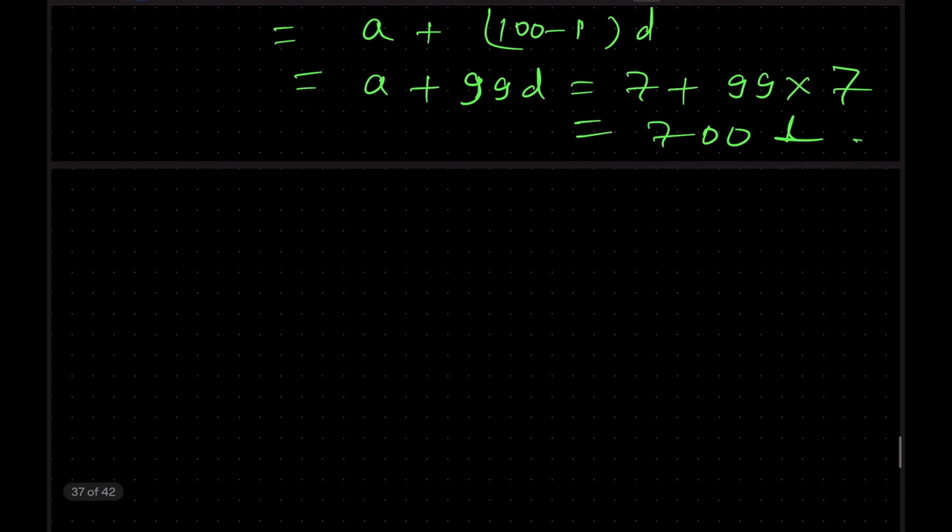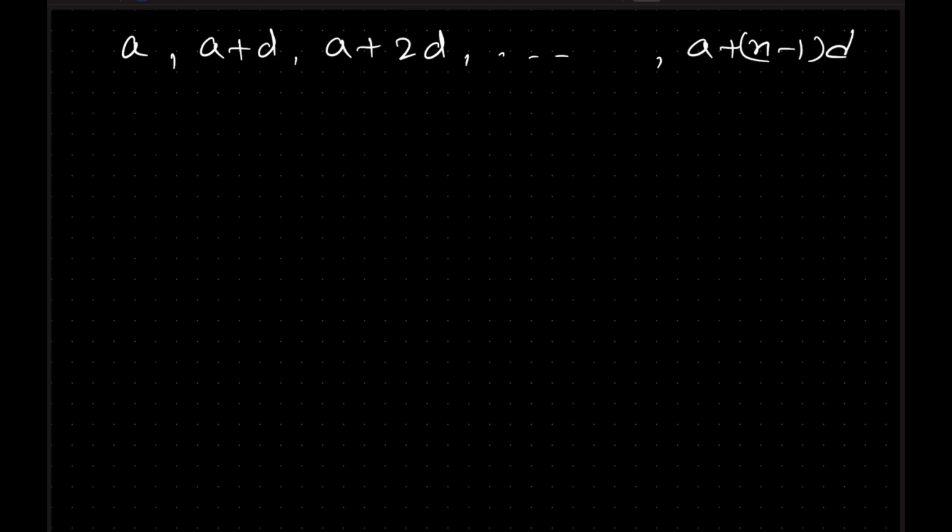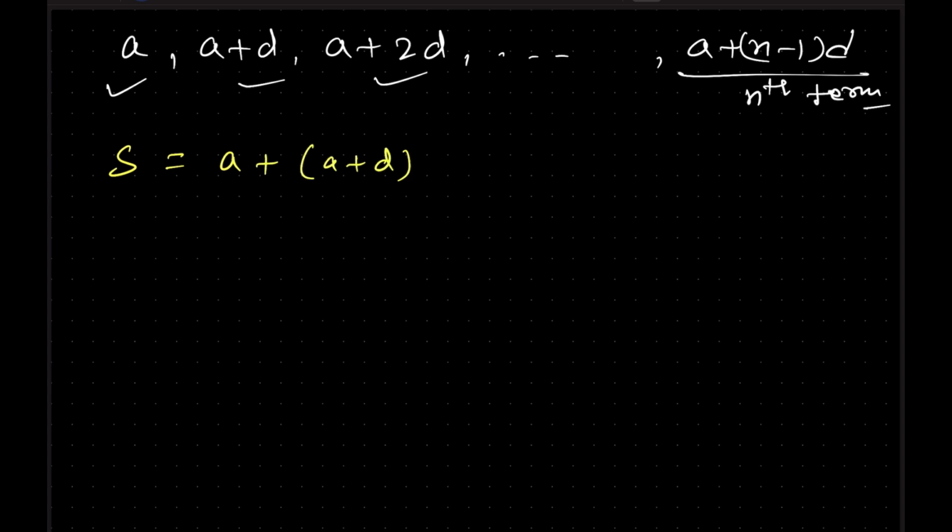Okay, now let's see how to find the sum of the terms of an AP. Suppose A, A plus D, A plus 2D, similarly up to A plus n minus 1 times D. This is the nth term. So you have to find the sum of all the terms of an AP. So how will you find it? Let's say the sum will be S equals A plus A plus D plus A plus 2D, and similarly the last term is A plus n minus 1 times D.